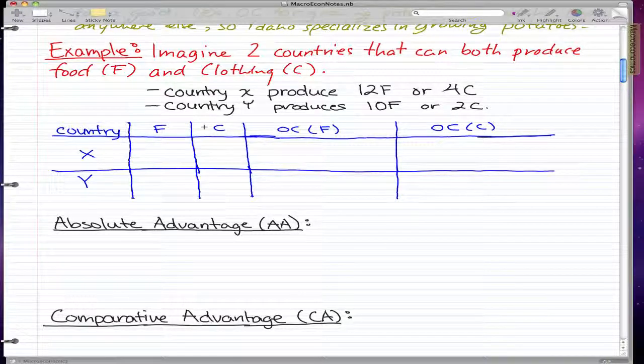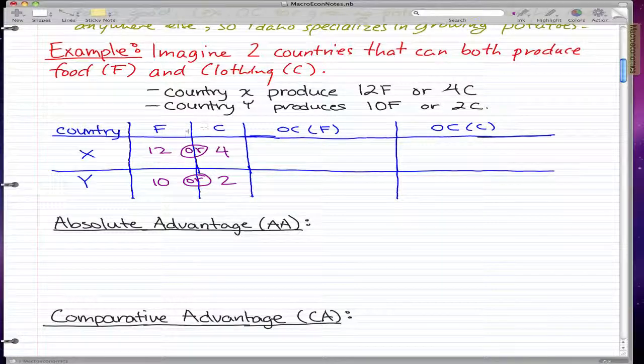So in this video we're going to focus on an example to further explain how opportunity cost works. The example is, imagine two countries that can both produce food F and clothing C. Country X produces 12 food or 4 clothing, and country Y produces 10 food or 2 clothing. So let's just note these differences down. For X, food is 12, or it can be 4 clothing, and for Y it can be 10 food, or it can be 2 clothing.